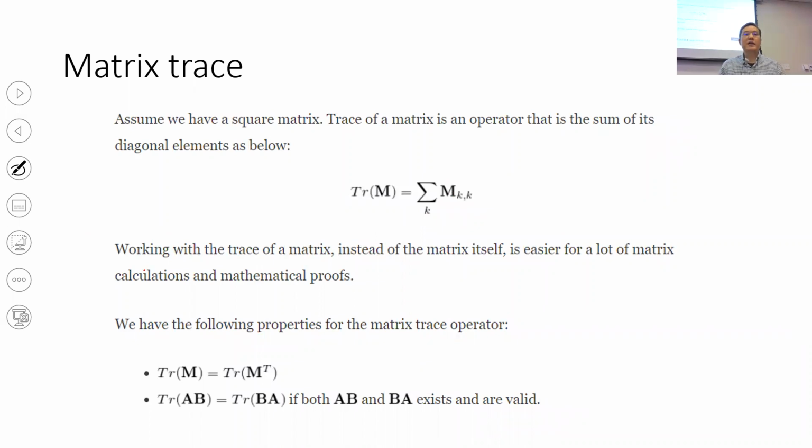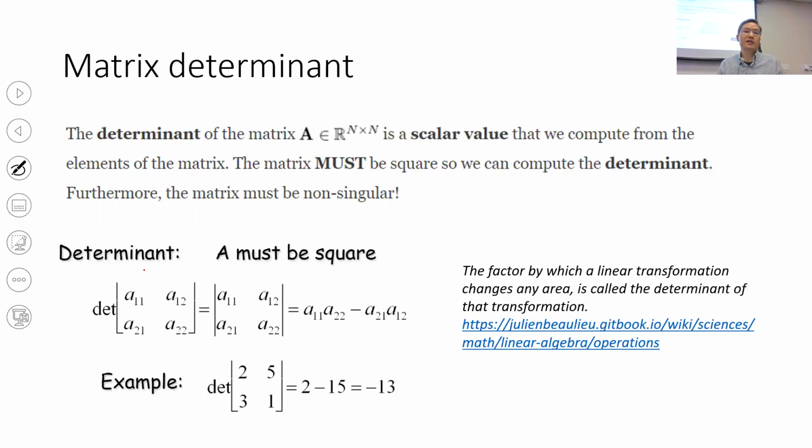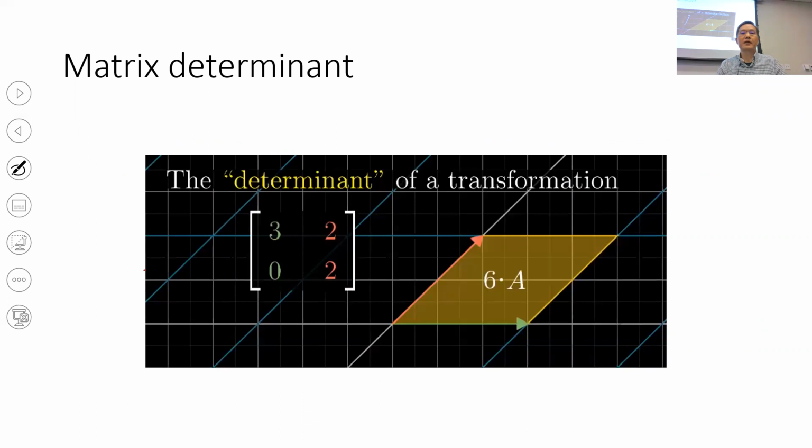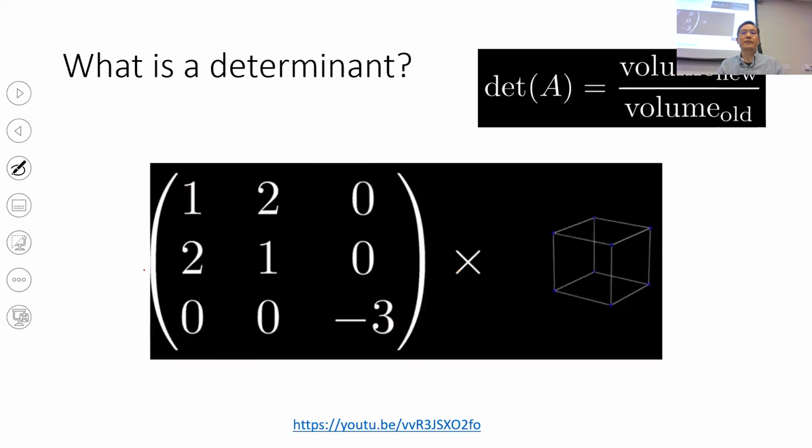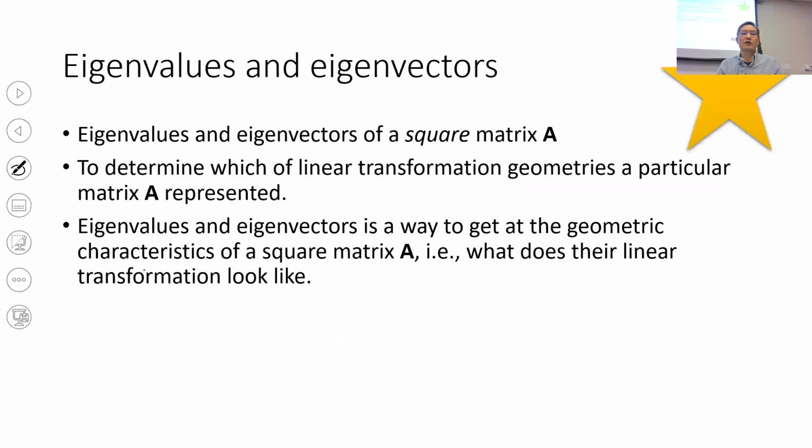Okay, the trace means you extract all the elements in the diagonal position and sum them. I think I will skip this determinant because we don't usually use them a lot. They have a very clear geometric interpretation, basically the volume that the matrix indicates. You see here another yellow star, and it's important. I hope you can understand at the end.